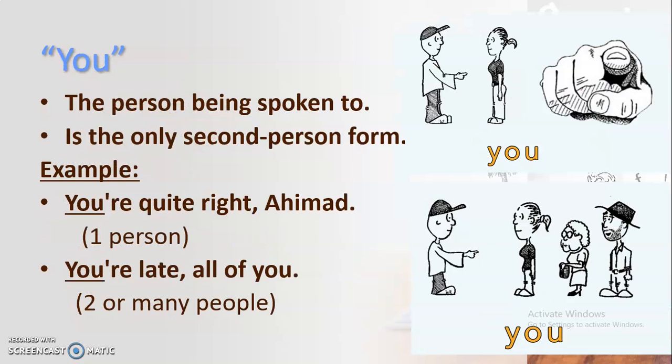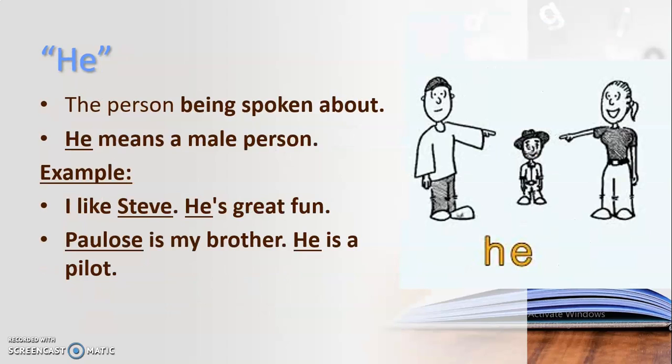You, the person being spoken to, it refers to this person being spoken to, and that's the only second person form you can use in English, as I've said earlier. So you're quite right, Ahmed. This one refers to one person, therefore it's used as a singular pronoun here. You are late, all of you. Here again it's used as a plural form. You is used as a plural, and that means two or many people. From the picture you can see there are 3 people in there, while the first one is for only a single person.